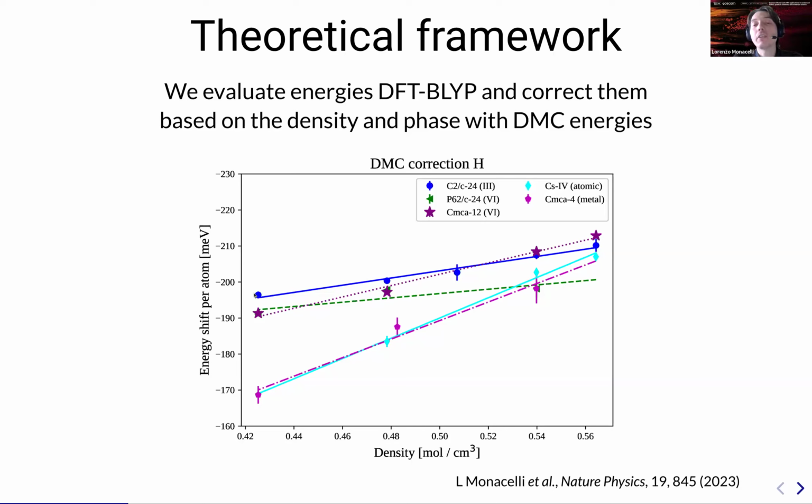And this green line is a very peculiar phase we discovered, in which you have a mixture between graphene-like sheets of hydrogen and molecular layers. So it's a layered phase. At low pressure, it behaves like a molecular phase, while at high pressure, it behaves like an atomic phase. And even more interestingly, as we increase the density, and so also the pressure, the difference between all these phases shrinks down.